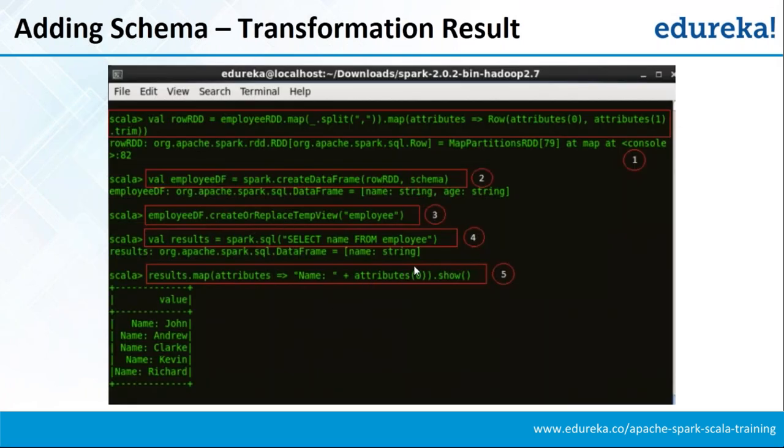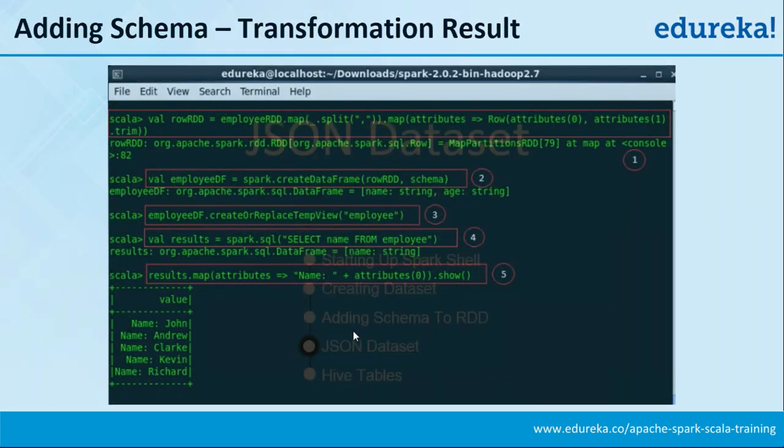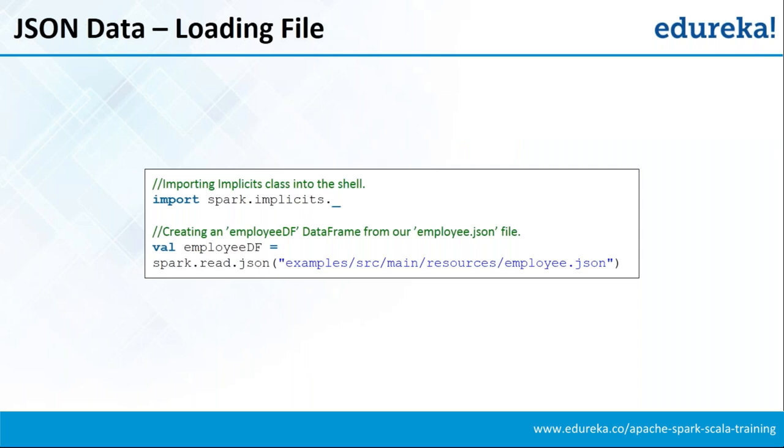You can notice here also, we are just saying attribute 0.show. It is representing all my output. Now, let's talk about JSON data. When we talk about JSON data, let's talk about how we can load our files and work on this.